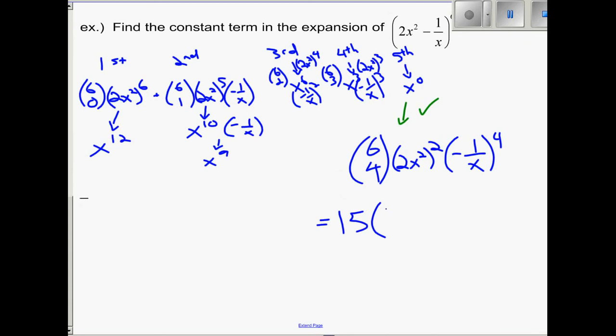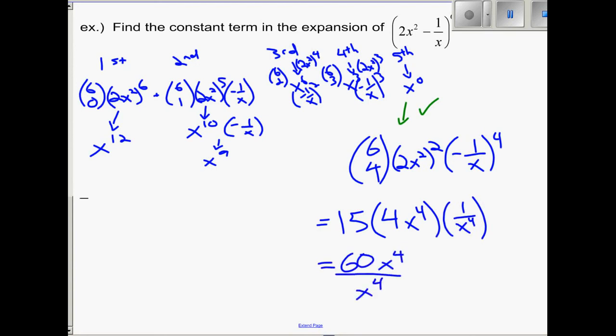We'd have 2 squared, which is 4, times x to the fourth. And our last part would give us 1 over x to the fourth. Multiply those out, and you've got 60x to the fourth over x to the fourth. Oh my gosh, that really is a constant term. So we get a little bit of confirmation here that we've done the right thing.